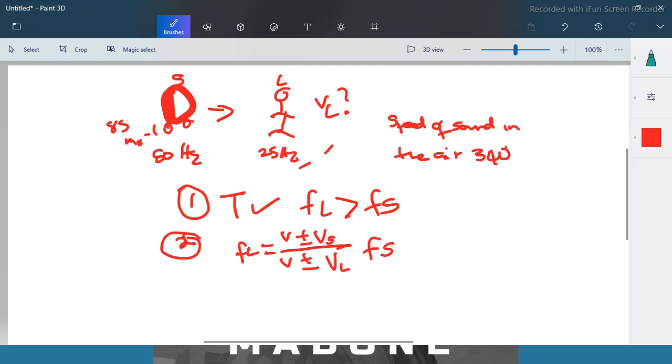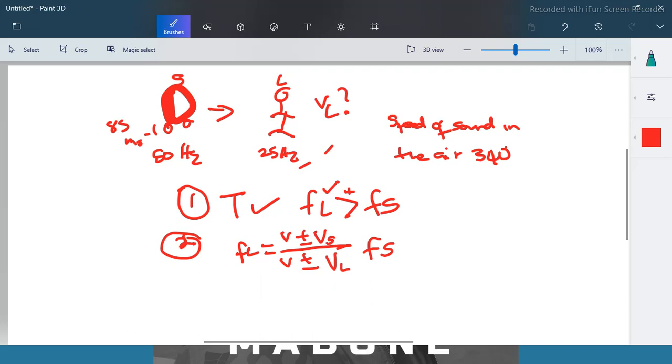So how does this first step help you? This first step is going to give you direction. We know very well that the frequency of the listener here must be greater than the frequency of the source. And remember, in mathematics, this can also mean positive. That means the frequency of the listener must be positive, greater than the frequency of the source, right, guys?